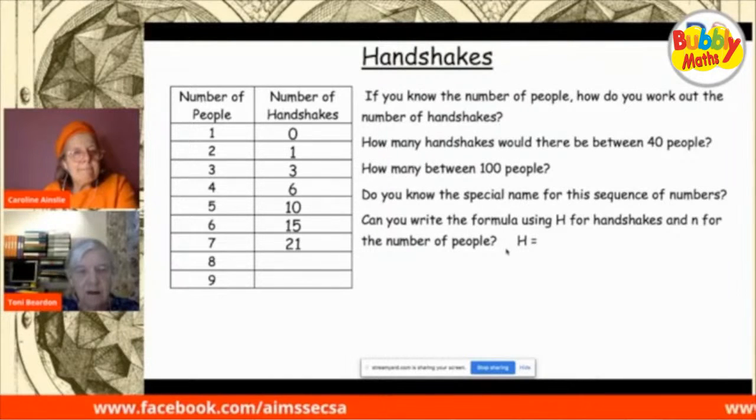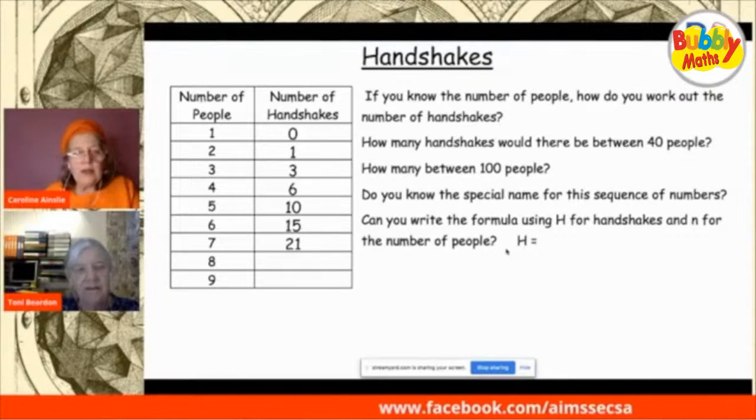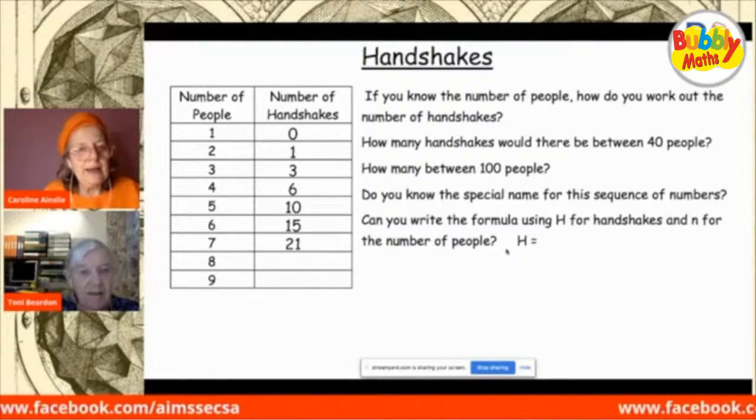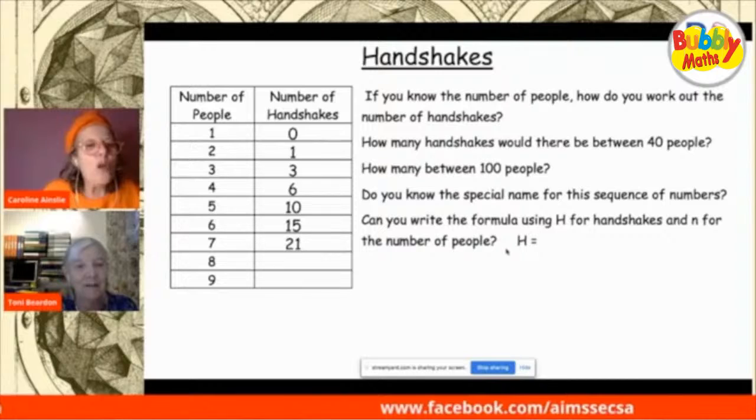So you might want to explore this further by looking at the Handshakes or Bows learning pack on the Aiming High website, or come back next week, where we'll do something that appears really very different, but it links with this, and it's a quicker way, a different way to get the answer for any number of people.